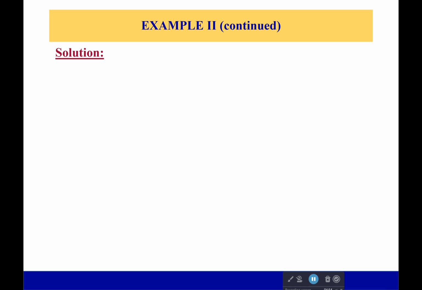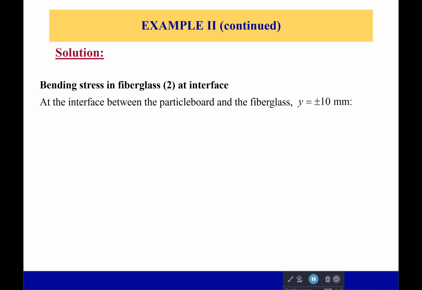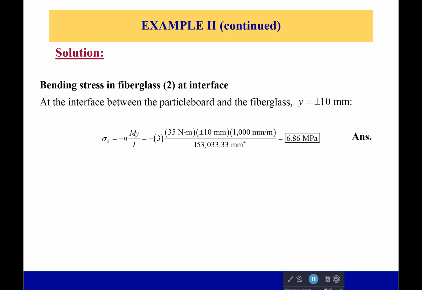Okay, now what about that shear force? Sorry, the bending stress at that interface. At that interface, we know that we've gone up 10 millimeters, and it's going to be the exact same as for our previous one. However, you might be wondering, what's going on here? Wait a second. Wait a minute. Whoa.